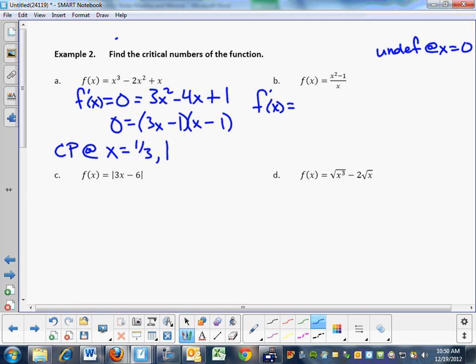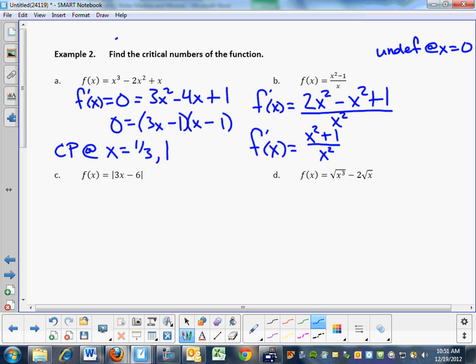What is the derivative of the top? 2x times the bottom, 2x squared. Minus, what's the derivative of the bottom? 1 times the top, x squared, plus 1 because I have to distribute my negative through. Divided by, what's in the denominator? X squared. So f prime of x would then be equal to x squared plus 1 over x squared, right?